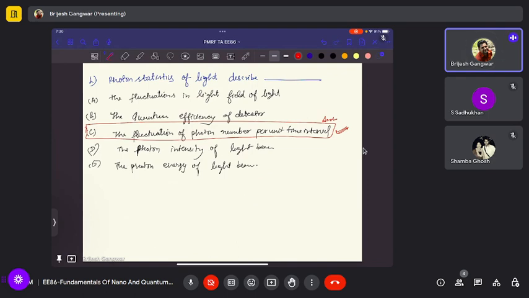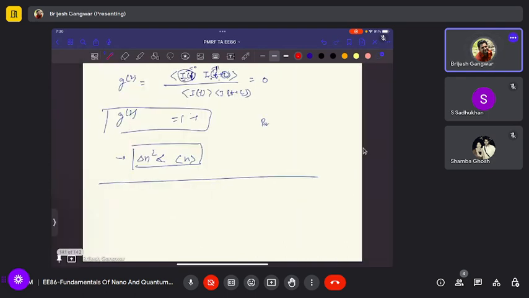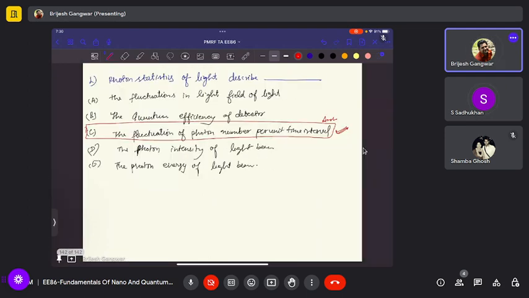For a time interval, because here if you see the correlation function, there is some tau. This is the time interval between two photon emissions, right? So we can use the fluctuation term, fluctuation of photon number.